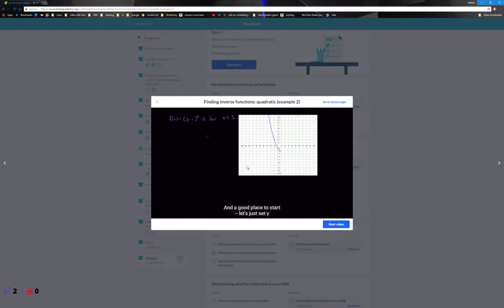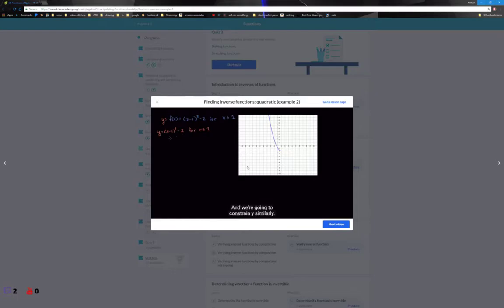A good place to start, let's just set y equal to f of x. So we could just write that y is equal to (x minus 1) squared minus 2, for x less than or equal to 1. But right now we have y solved for in terms of x. To find the inverse, we're going to want to solve for x in terms of y.